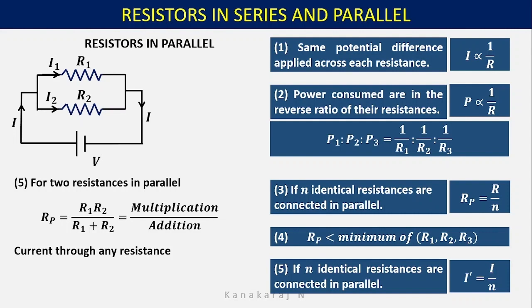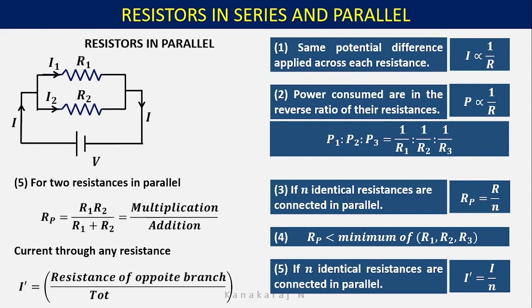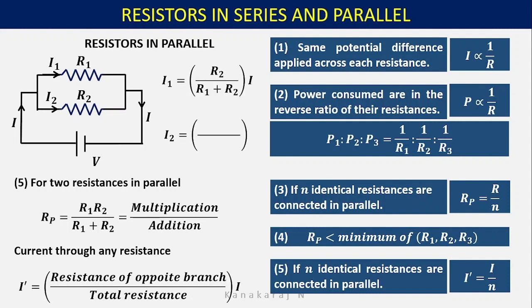Current through any individual resistance, I prime equals resistance of the opposite branch divided by total resistance into total current. So let us go with I1. That will be equal to R2 divided by R1 plus R2 multiplies I. I2 equals the resistance in the opposite arm, R1, divided by R1 plus R2 into I.